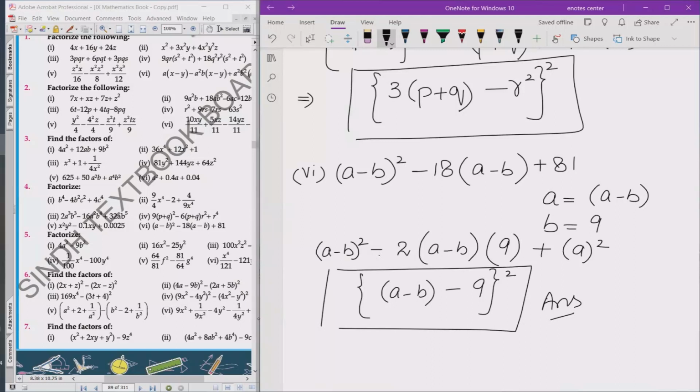In the next class, we will simplify the difference of two squares. So it will be very useful to understand. So please watch our video.